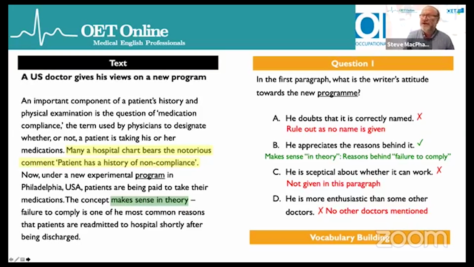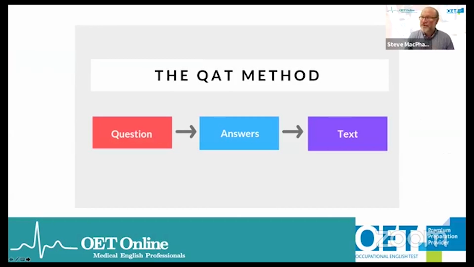So we just did the QTA method, the question, the text, and the answer. And we use that strategy because we were looking for the writer's attitude. We didn't really need to go through all the choices, A, B, C, or D. Now we're going to use a different method, everyone. This time we're going to use the QAT method. We're going to read the question, and we're going to read the answers, and then we're going to read the text.